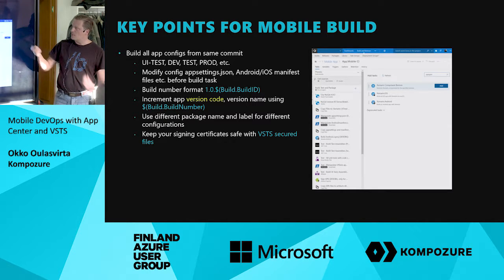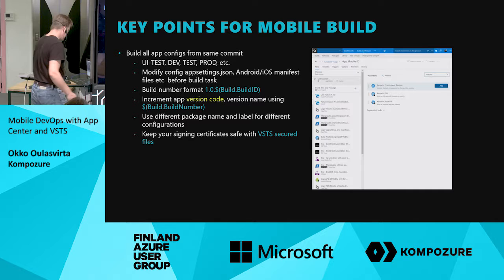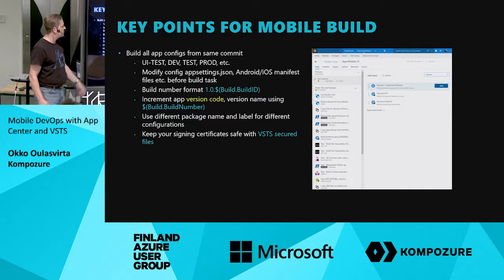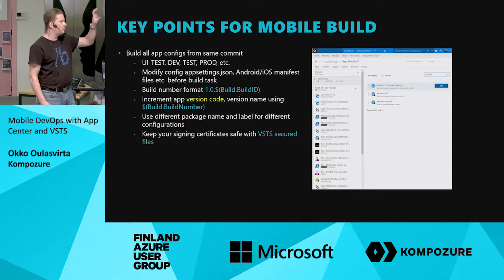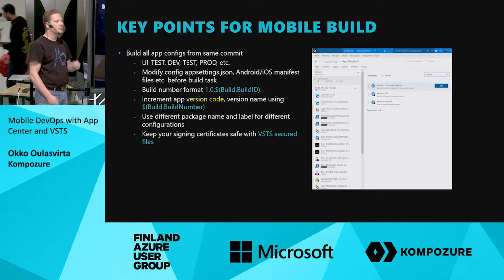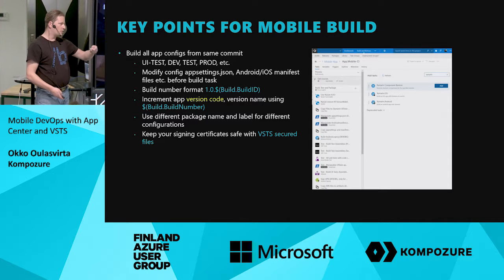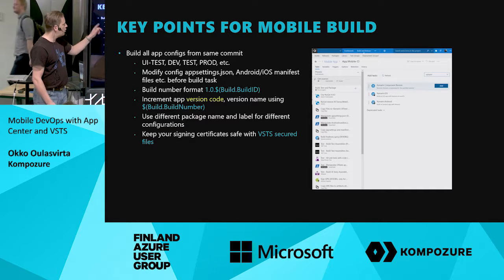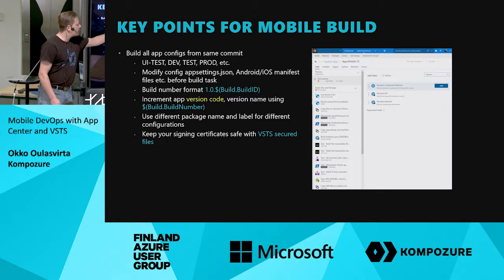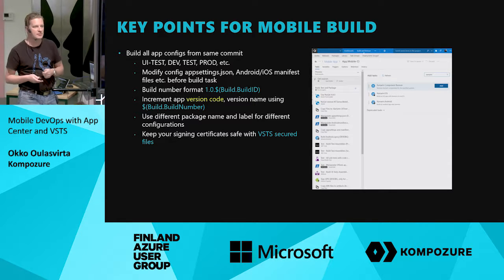Key points on mobile build. Always do all the necessary application configurations from the same commit. So don't do something on the development branch that goes to development. You can have that, but that's not going to be your official release pipeline. From the dev branch you can have something like temporary deployments, but when you start the actual releasing process, always make all of your configuration that goes through the different channels from the same source code version.